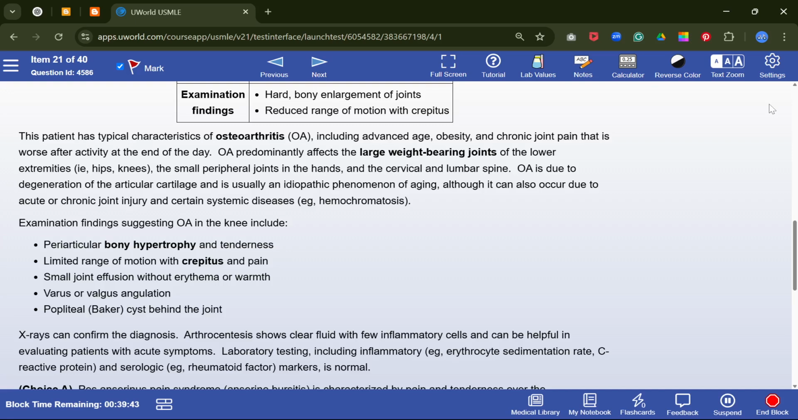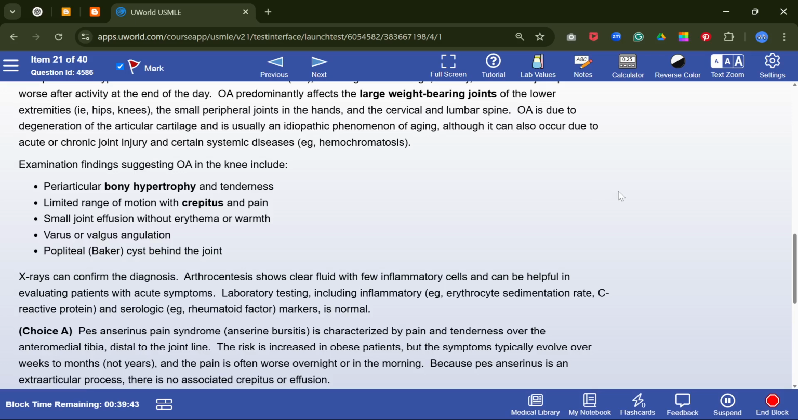X-ray can confirm the diagnosis. Arthrocentesis shows clear fluid with few inflammatory cells and can be helpful in evaluating patients with acute symptoms. Laboratory testing including inflammatory markers, ESR, CRP, and serologic rheumatoid factor is normal.